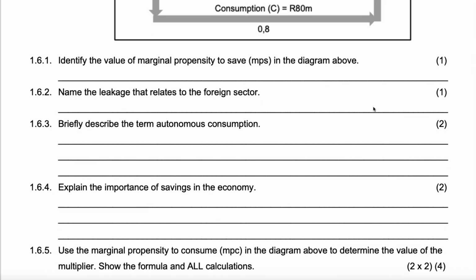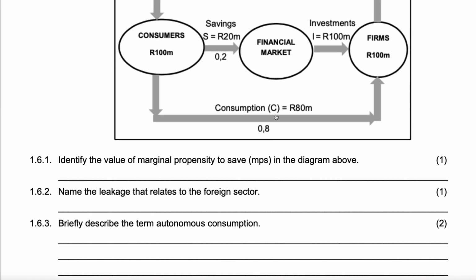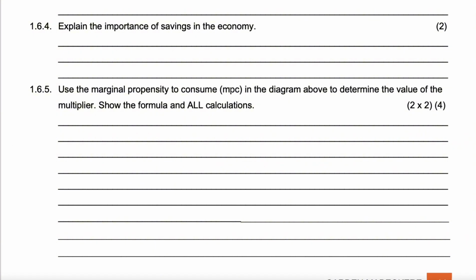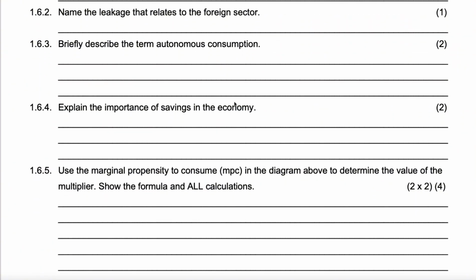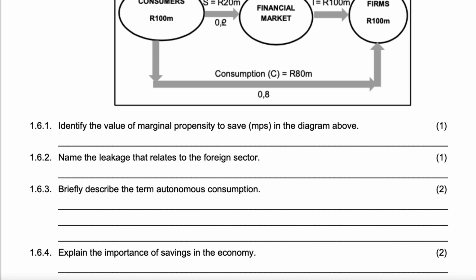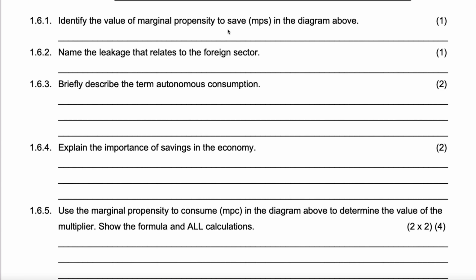So anything along those lines. Then the last one: use the marginal propensity to consume. Which one is it? It will be this 0.8. So use the marginal propensity to consume, or MPC, in the diagram above to determine the value of the multiplier. Show all calculations. Well, that will be K equals 1 divided by 1 minus MPC. K equals 1 divided by 1 minus 0.8. And then K equals 1 divided by 0.2, because 1 minus 0.8 is 0.2, which is our MPS. And then 0.2 goes into 1 five times: 0.2, 0.4, 0.6, 0.8, 1, five times.